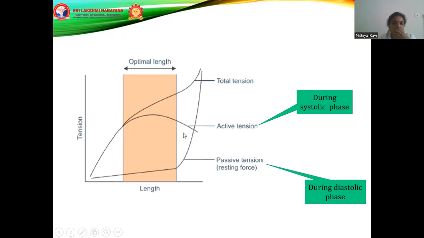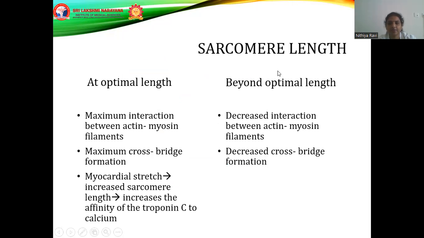Summating the two, that is the active tension and the passive tension, you will get the total tension, which is observed as a gradual increase in the tension with the increase in the muscle fiber length. Okay, so this is the total tension which is developed. Now, sarcomere length: how does it react differently at an optimal length and beyond the optimal length?